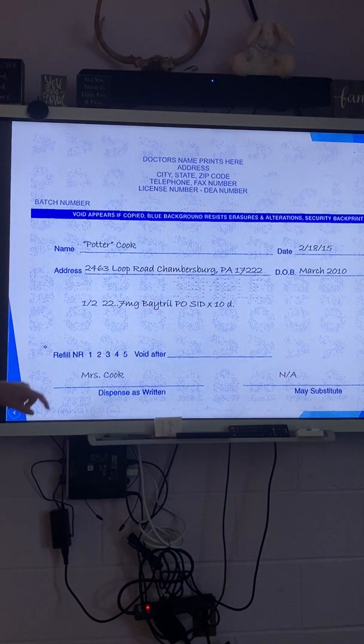This time it's Potter Pie. So Potter is going to have half a tablet. I know you all love your fractions. Half a tablet, PO, SID for 10 days.